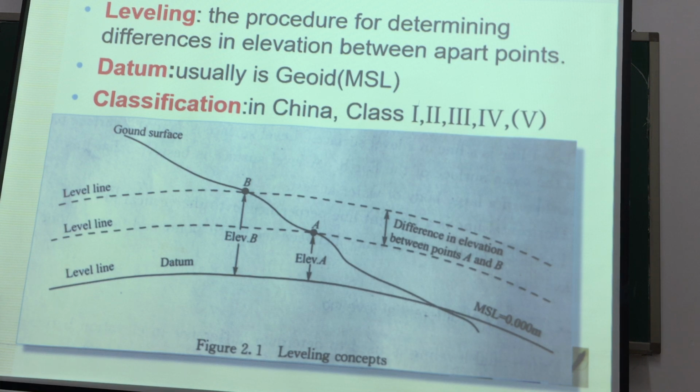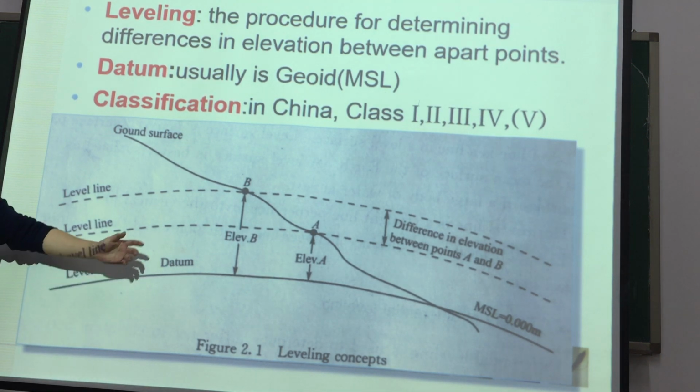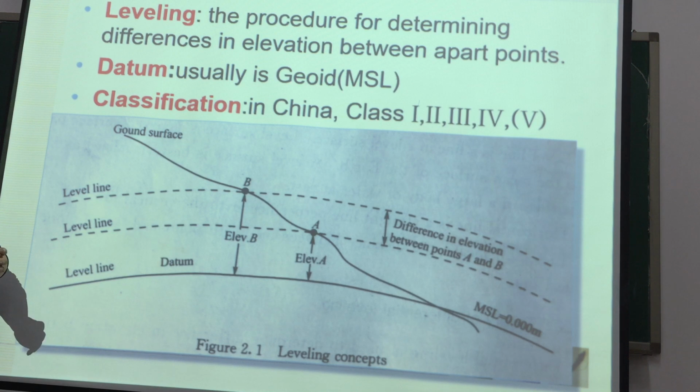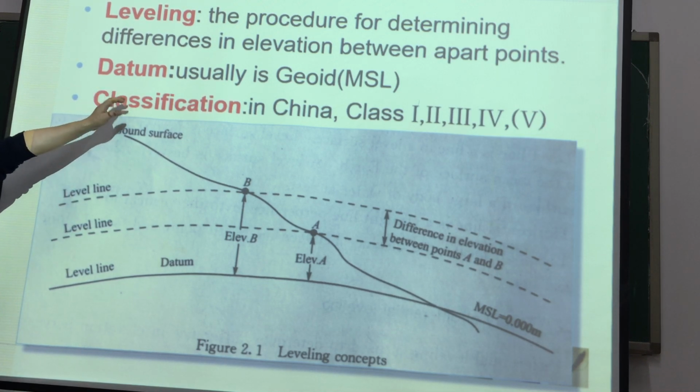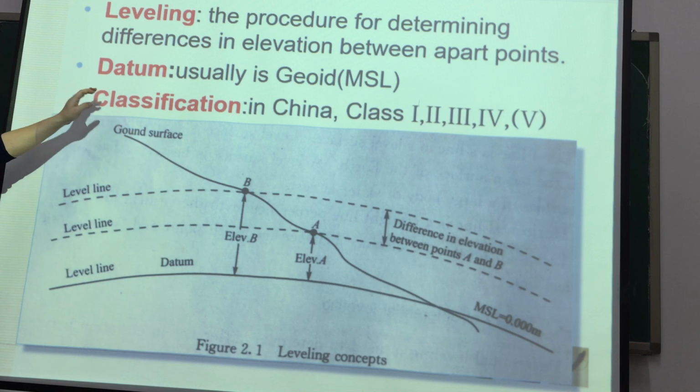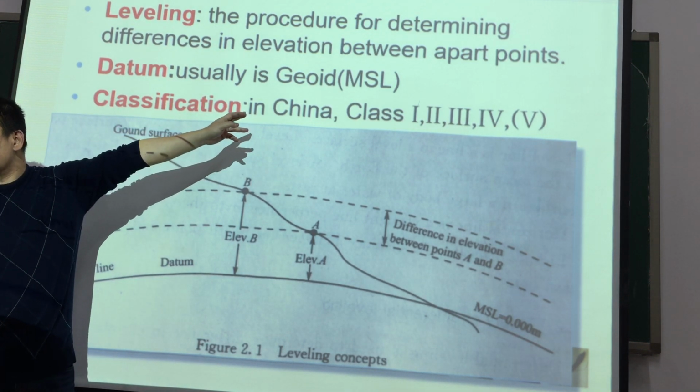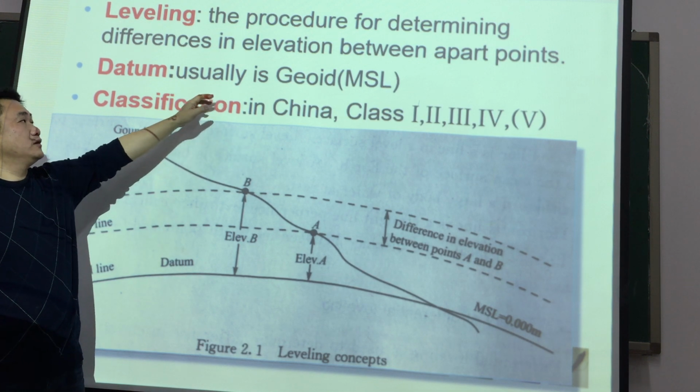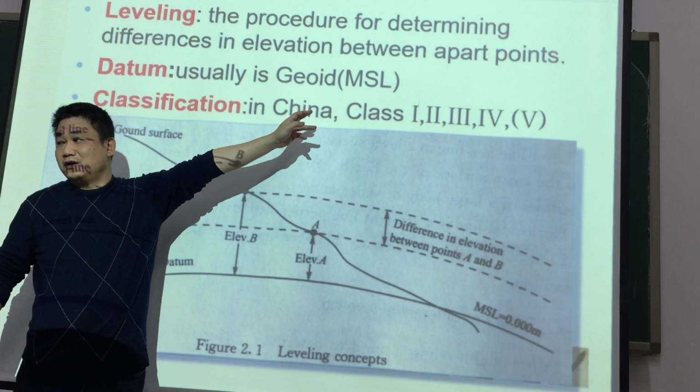And the datum, that means the standard surface, the 0 surface, usually is the geoid. So we can also call it the mean sea level. Of course, as I said just now, in an engineering project, if you want to use a relative elevation system, the datum, the 0 surface, cannot be the geoid. But for a country, this usually is the geoid.